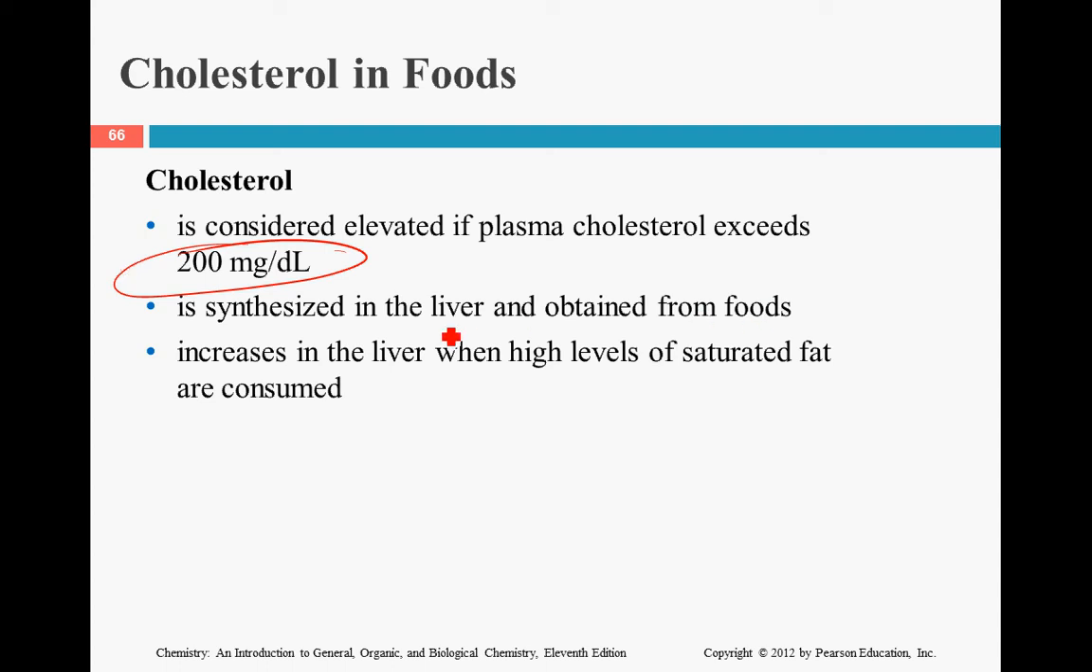Not only are they in foods, they're also made in our liver. And if you eat foods that are high in saturated fats or unsaturated trans fats, it increases the amount of cholesterol you're going to produce yourself. So you're getting the cholesterol from the food in addition to what your liver is producing.